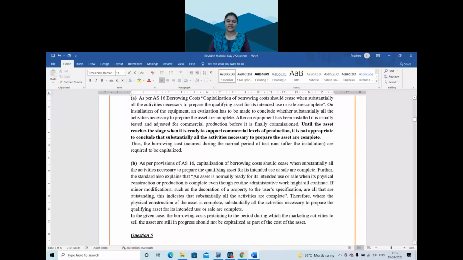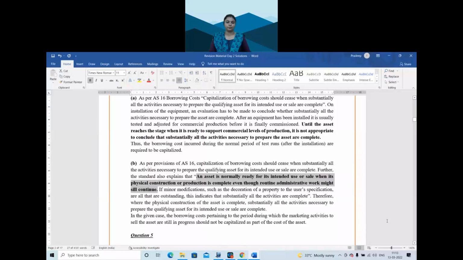Further, the standard explains that an asset is normally ready for its intended use when its physical construction or production is complete, even though routine administrative work might continue. If minor modifications of a property as per user specification are all outstanding, it indicates that the activities are substantially complete. So it is just an example. If you are able to give this example, well and good, but not necessary that you have to quote the example. Therefore, when physical construction of the asset is complete, substantially all the activities necessary to prepare the qualifying asset for its use are complete.